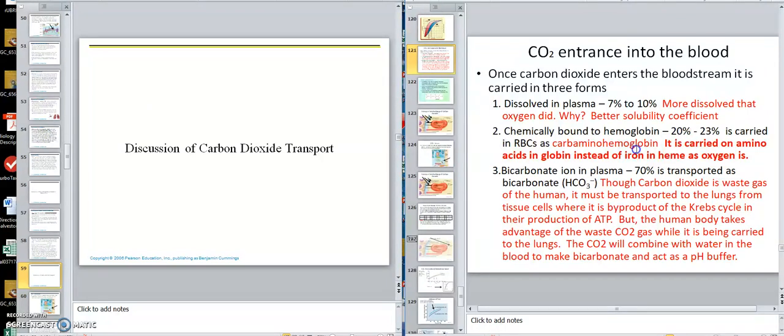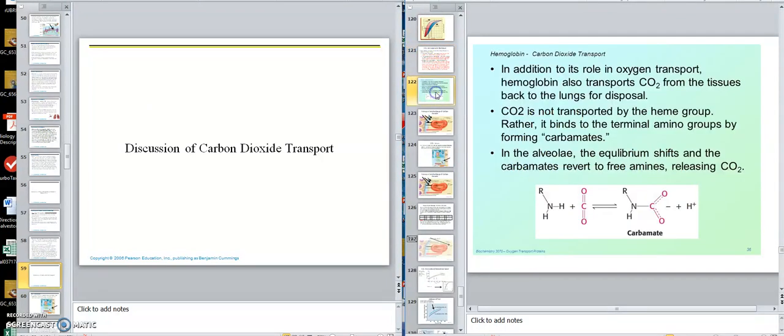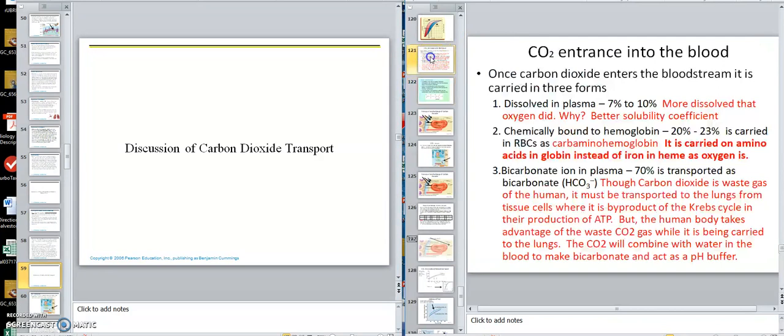Now, when we look at that, I'm going to come down here and come back. CO2 is not transferred on heme. It binds to the terminal amino groups by forming carbamates. So remember, the amino acid had this acid group, and then it had this amine group. So it's hooking right here to the amine group, right there. All right. So it's carried on globin instead of heme. Let's come back here.